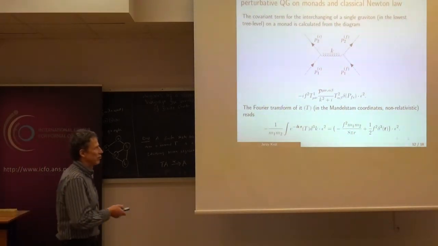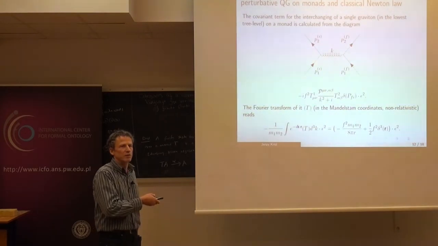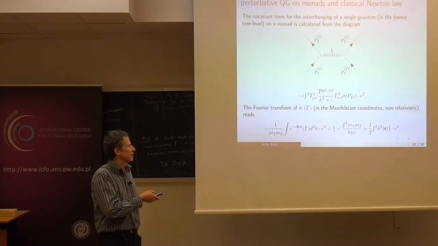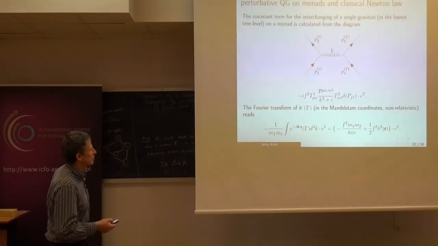And Feynman showed that in fact not only the classical limit of GR is obtained like that, but we can get full GR in that way. It is quite an interesting result.